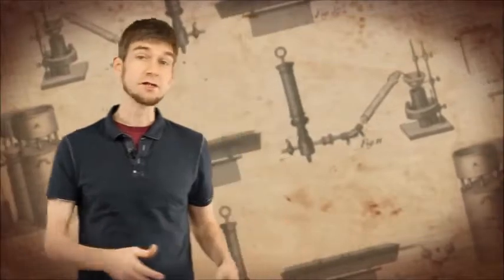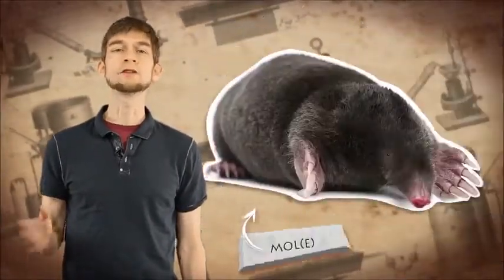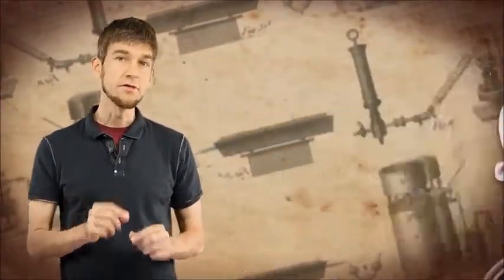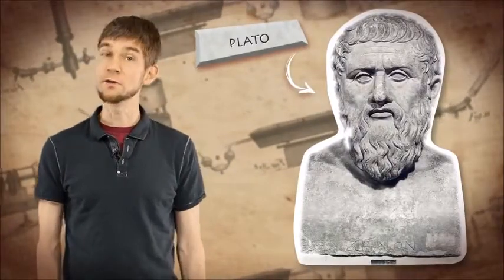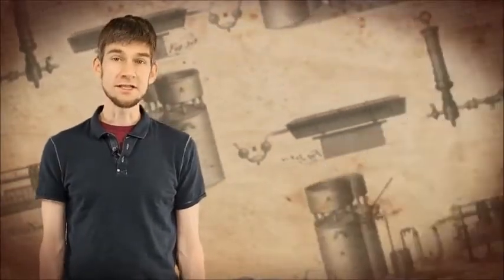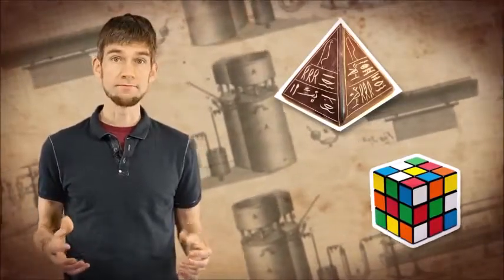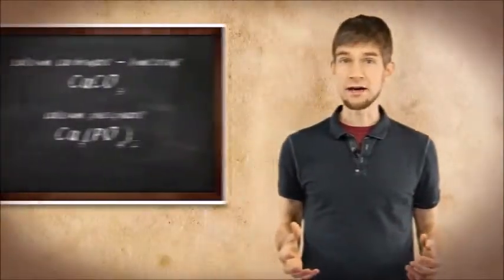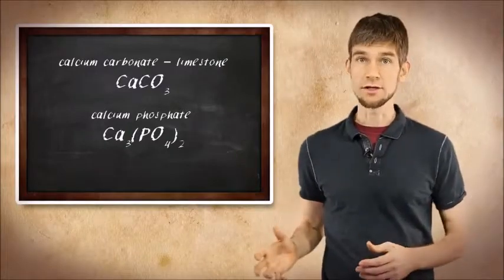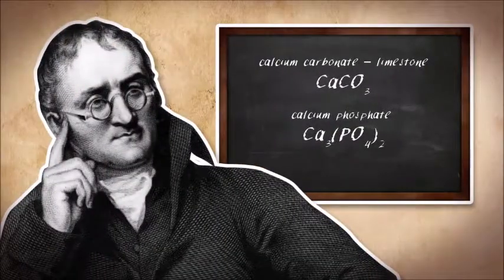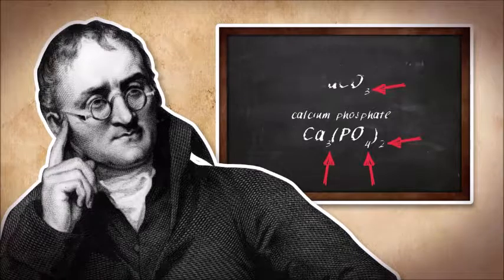The idea of atoms stretches back to ancient Greece, when the philosopher Democritus declared that all matter is made of tiny particles. The philosopher Plato even decided, wrongly, that different substances had different shaped atoms, like pyramids or cubes. The first modern evidence for atoms appears in the early 1800s, when British chemist John Dalton discovered that chemicals always contain whole number ratios of atoms.